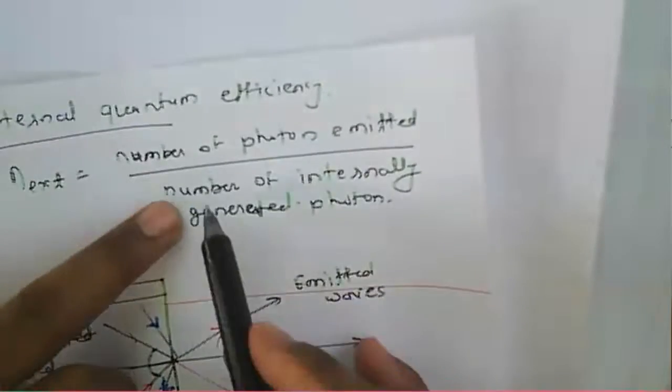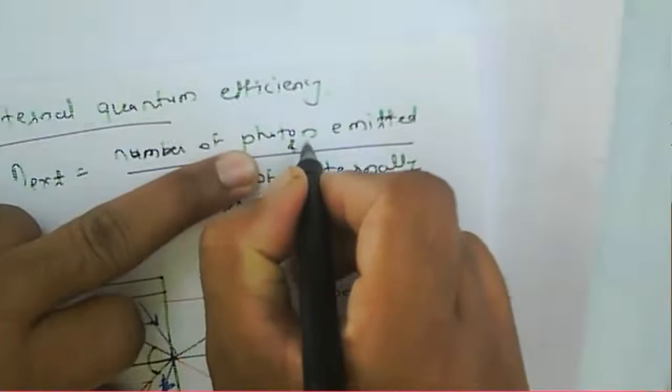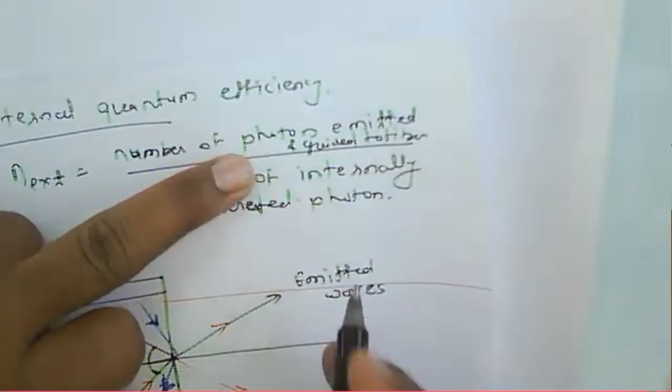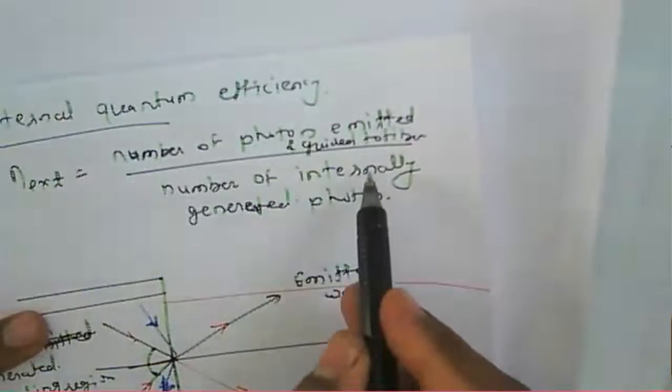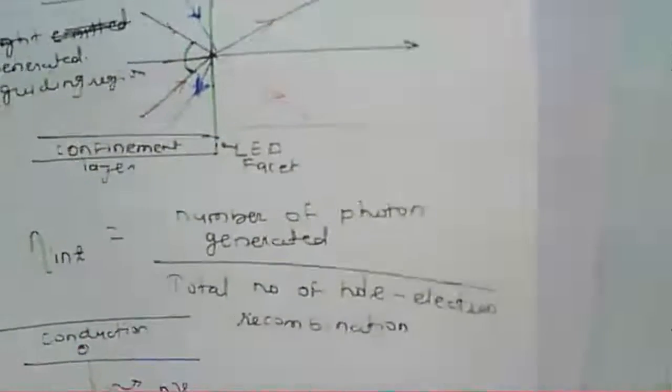Now our aim is to see the external quantum efficiency: the number of photons emitted and guided to the fiber, divided by the total number of internally generated photons. And that will give us the quantum efficiency.